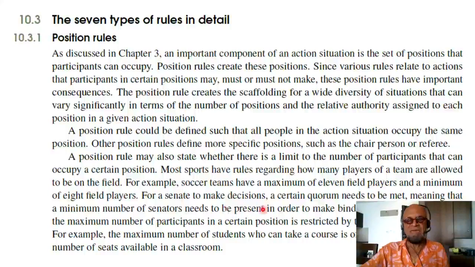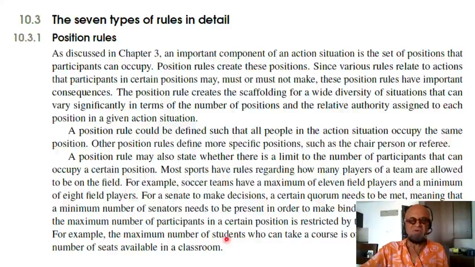For a Senate to make decisions, a certain quorum needs to be met, meaning that a minimum number of senators need to be present in order to make binding decisions. You cannot pass a new rule, a regulation, or alter or amend existing rules, and so on, without having this kind of a majority as defined already to make binding decisions.